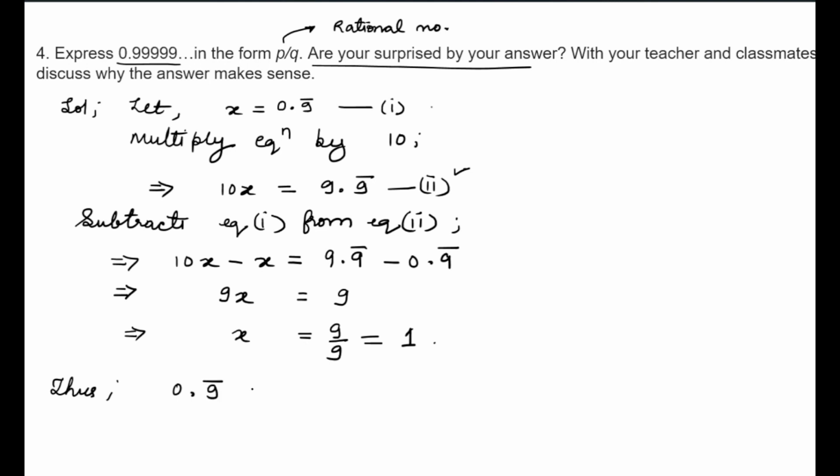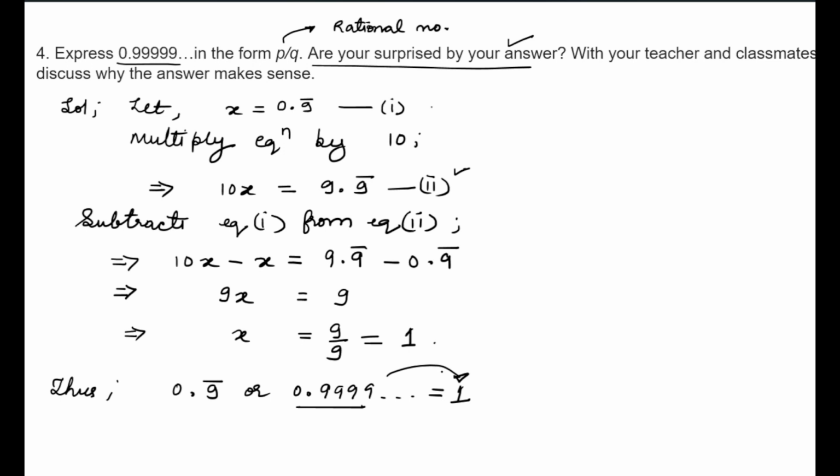So thus 0.9 bar, which is actually 0.9999 and so on, is actually very, very close to number 1. So are you surprised by your answer? Yes, definitely, that this value is actually equal to 1. So in the sense not equal to, but yes, it is very, very close to number 1, right?